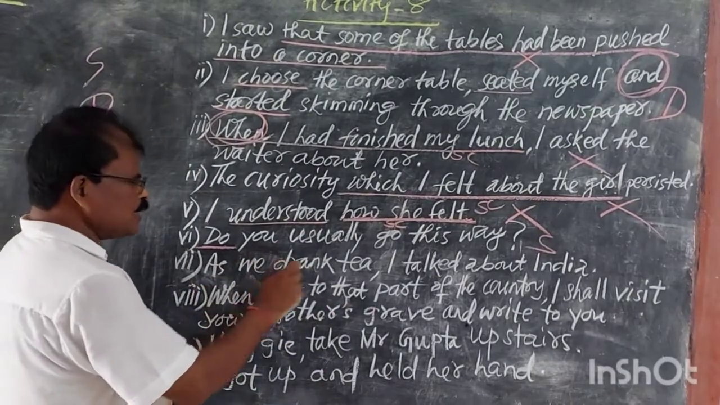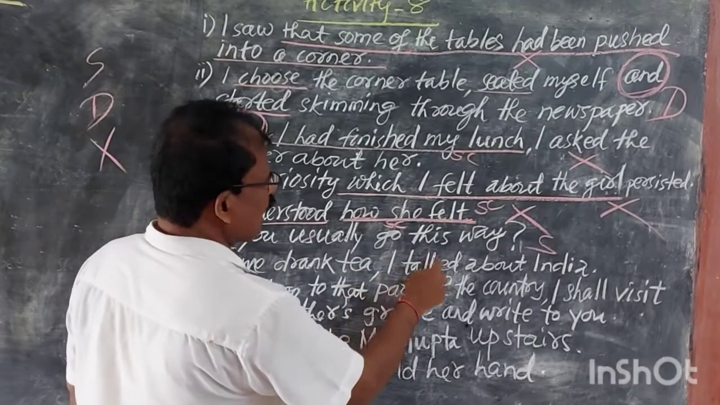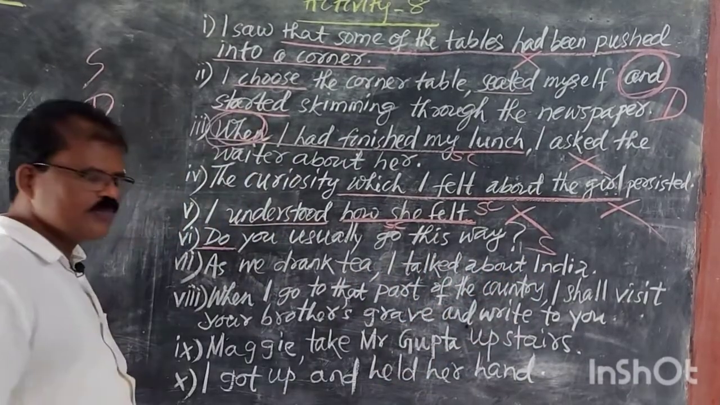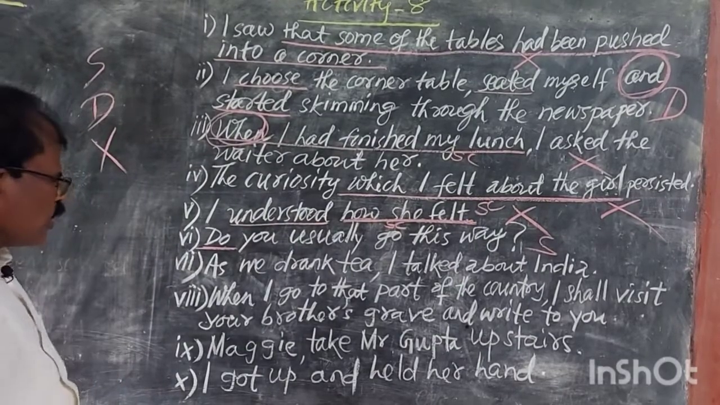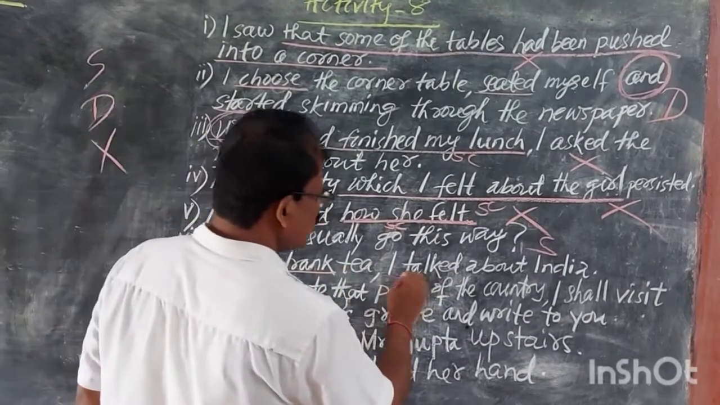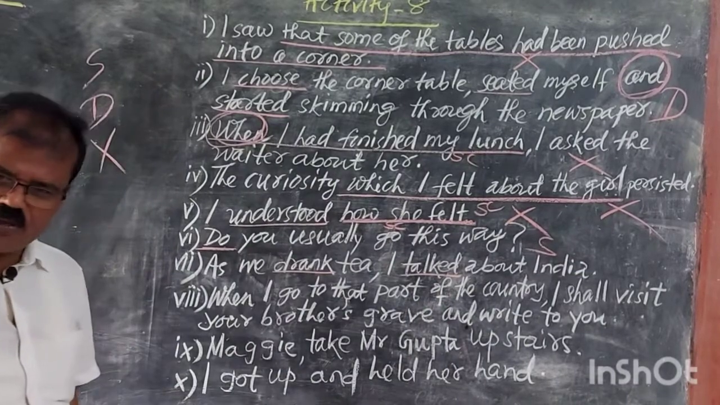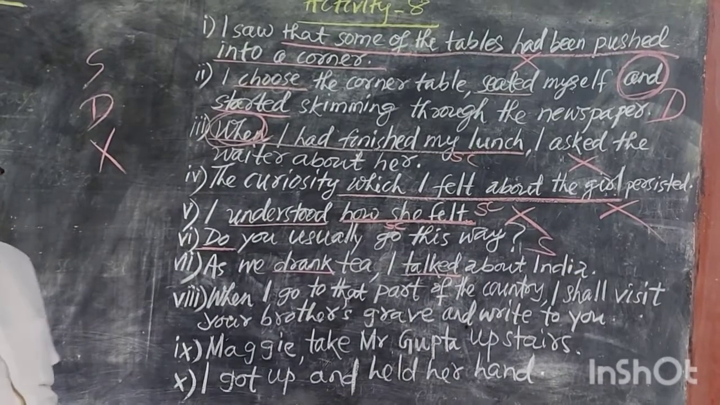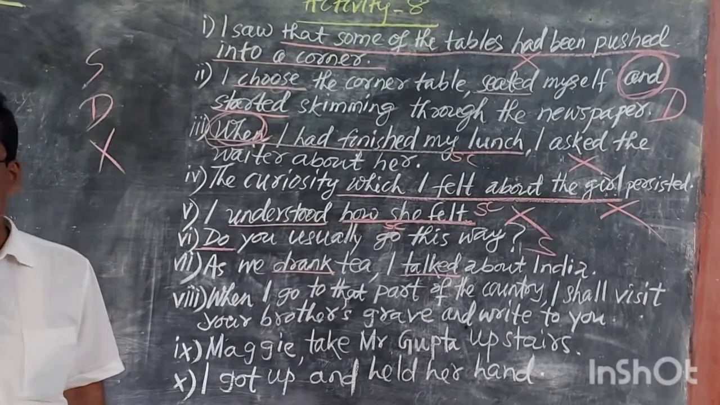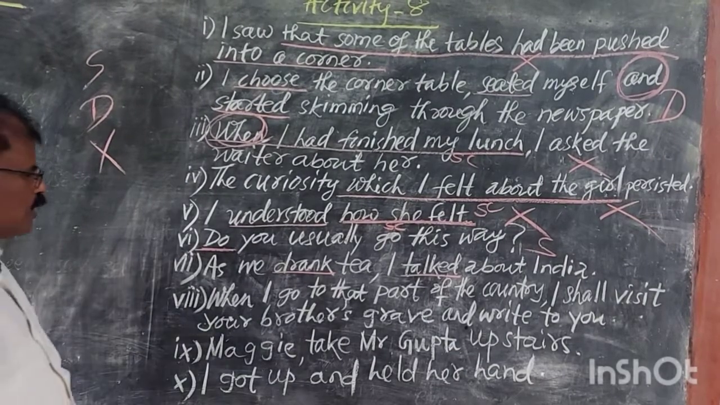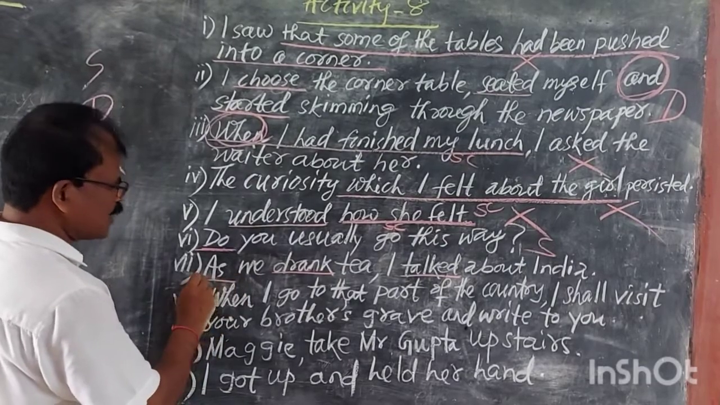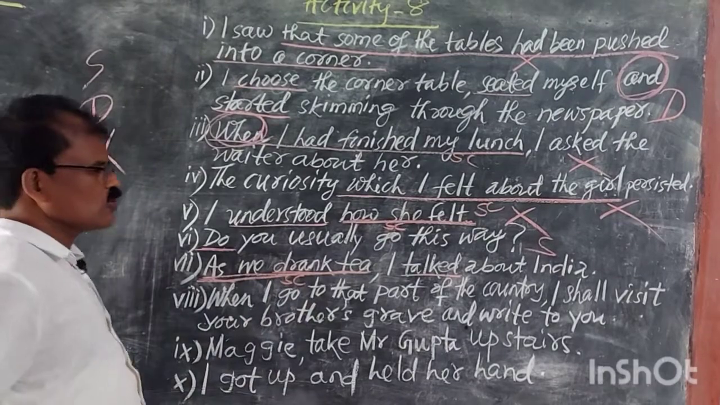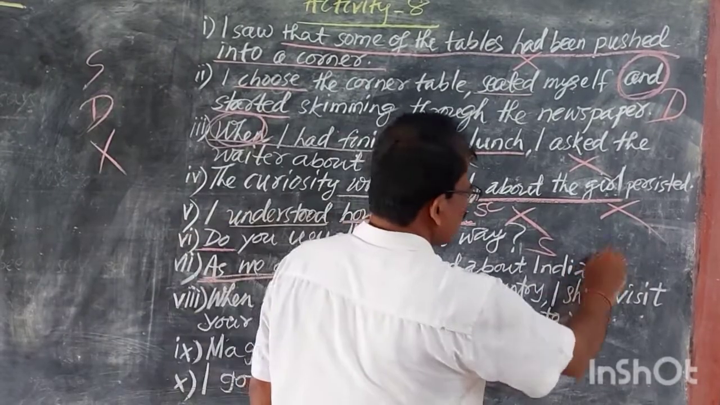Okay. As we drank tea, I talked about India. So drank, talked, two finite verbs are there. So it is not simple. So what is it? Compound or complex? Yes. There is a subordinate clause. Subordinate clause means complex sentence.